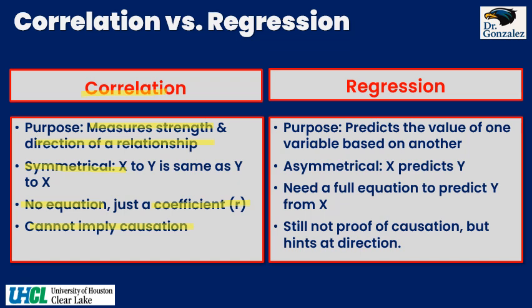Regression not only predicts the value of one variable based on another, it computes an equation. That equation is going to take in multiple factors in order to predict Y. And over here, you've got an asymmetrical relationship. X is going to predict Y. Again, you've got to be careful. Regression is not proof of causation, but it hints at a direction. It gives us more information than correlation does. In fact, there are situations in a regression analysis where you're basically looking at a correlation.